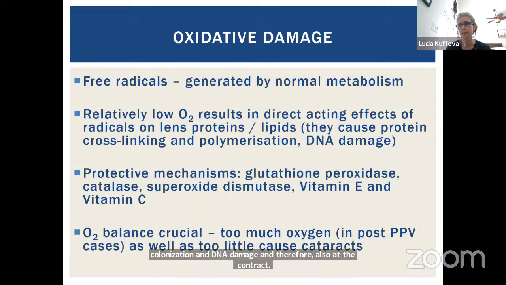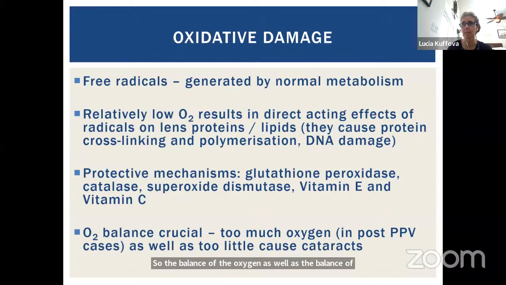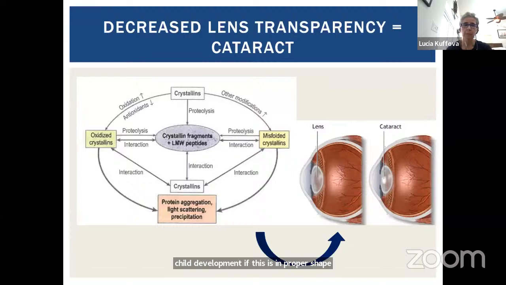So the balance of the oxygen as well as the balance of the water is extremely important in preventing cataract development, if this is in proper shape. Now, the crystalline misfolding itself allows for the light scattering and precipitation, and that is then causing secondary cataract.